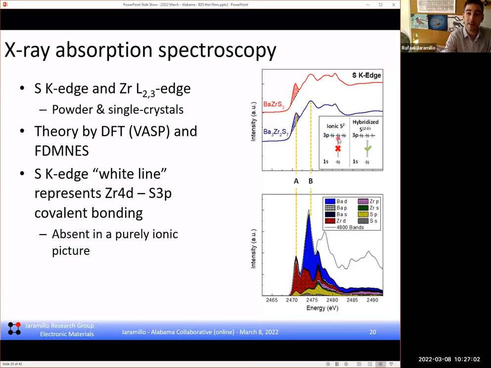If you have a purely ionic species, like a textbook ionic species, the sulfur 3p manifold is full. So you can't excite an electron from the core to that state because the states are full. However, if you hybridize, then you open up some ligand hole character on the sulfur 3p manifold. And now you have some states that are empty, and therefore you can have a core level transition to those states. And so the spectral weight here tends to scale with covalency. The more covalent a compound is, the more spectral weight you observe here.